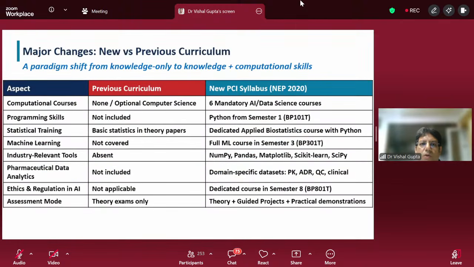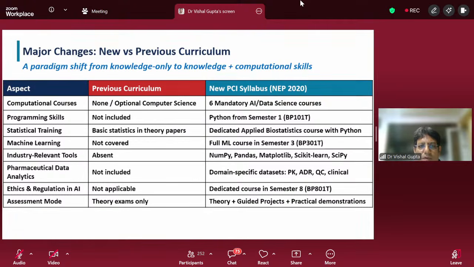Major changes when you compare the new and the previous curriculum: there is a paradigm shift from knowledge only to knowledge plus computational skills. The computational courses were very basic and it was an optional computer course, but here we have 6 mandatory AI and data science courses. Programming skills were not included.